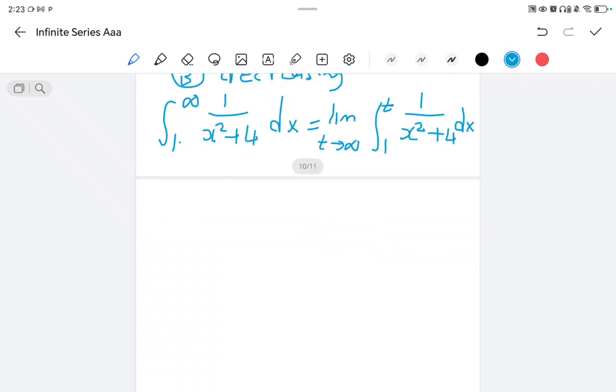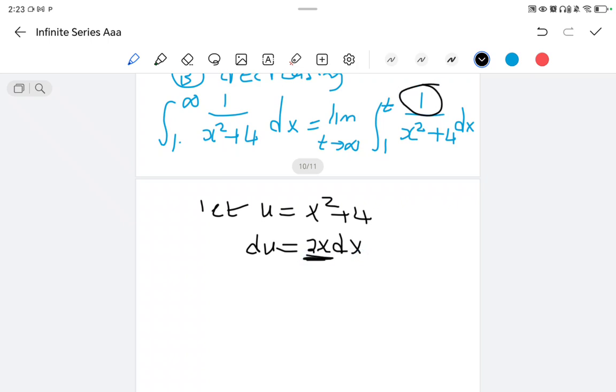The reason being, guys, if you let u equal x squared plus 4, u substitution has rules. If I differentiate this, I get 2x dx. The question is, will this 2x cancel anything here? No. So u substitution fails. It can't cancel anything, so we can't use substitution. You see the idea now.